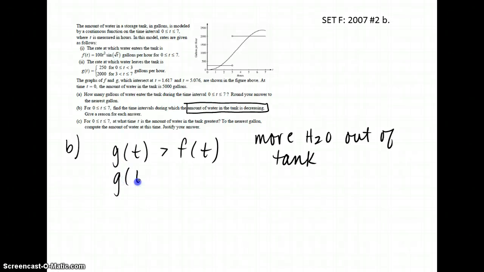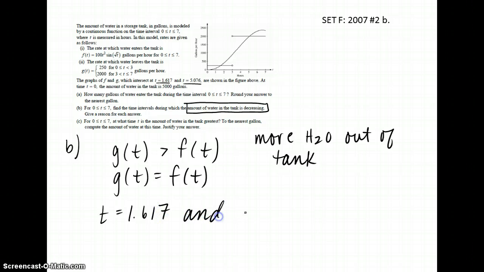So we find when G of t equals F of t, and this is done for us. We're told that they intersect at these points. Now you can verify in your calculator as well that these would be the points of intersection, but you don't have to do that because it's already given to us.